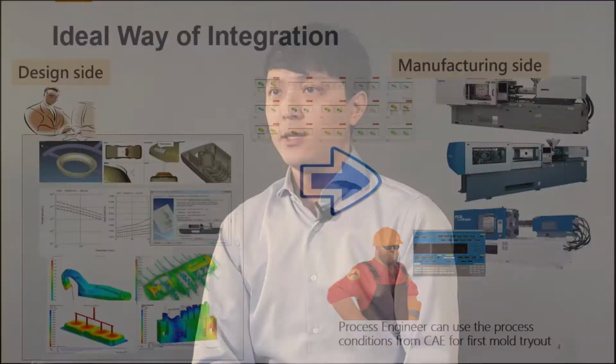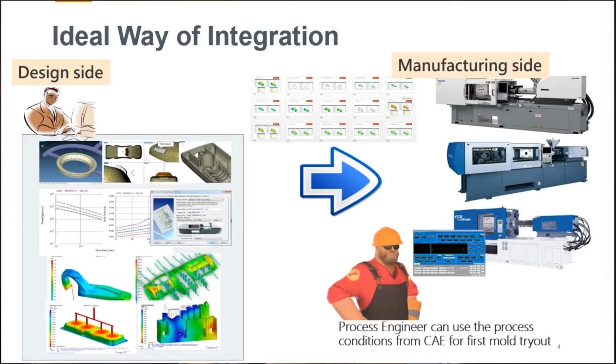process. Now that we have software, after we have the design, we might run some CAE simulation to predict the potential defects, to optimize our process, and then use this in real life. But for process engineers, they might wonder, can I use the process condition from CAE for my mold trial?